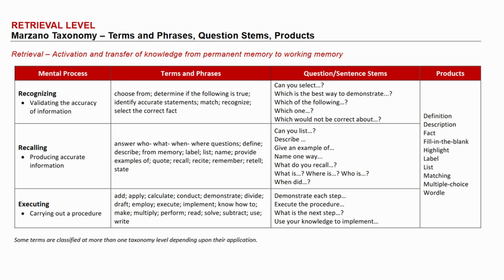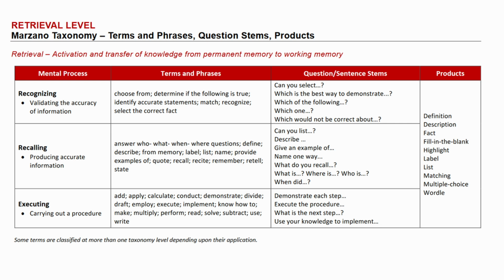I put a lot of taxonomies on the unit planning because if we were actually planning a unit, sometimes we get stuck, and going to a taxonomy is very helpful. I like this Marzano taxonomy because it has the verbs listed and the terms here in the middle, but then it also has some questions, sentence stems, and products. So that helps me as I'm thinking through.